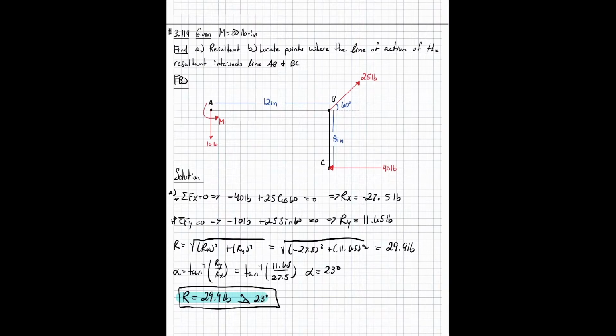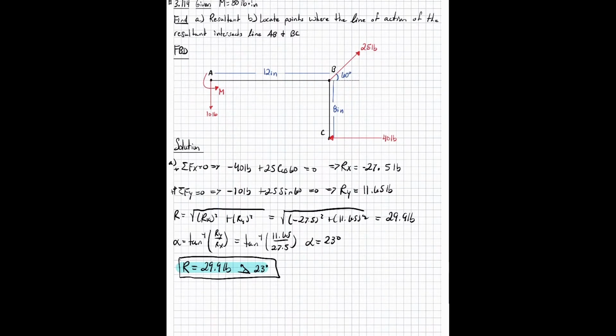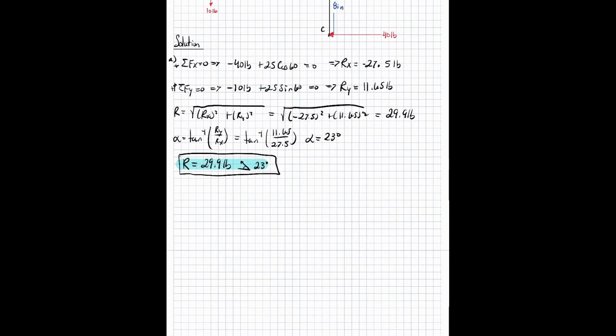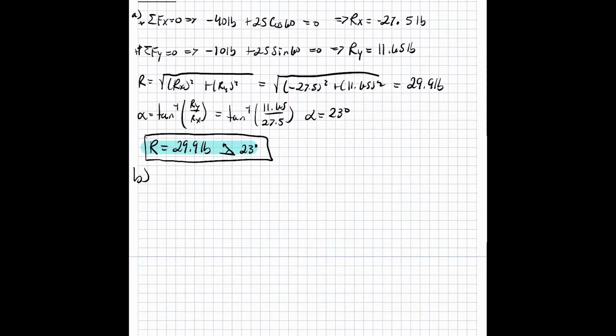For 3.114, we're just about to go over what the direction is going to be. So just bear with me, and I'll show you step by step how the location is, because that's what the second part of the question asks, as to locate the points. So for part B, oh, we got another question here.